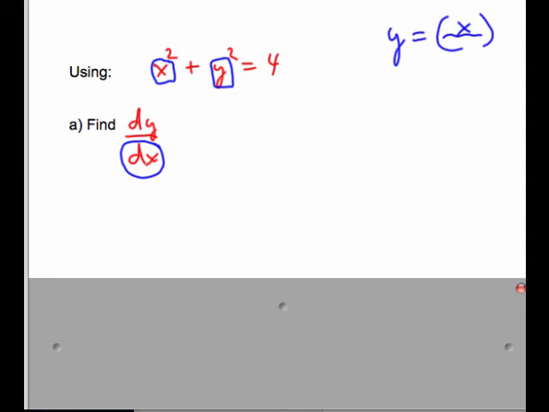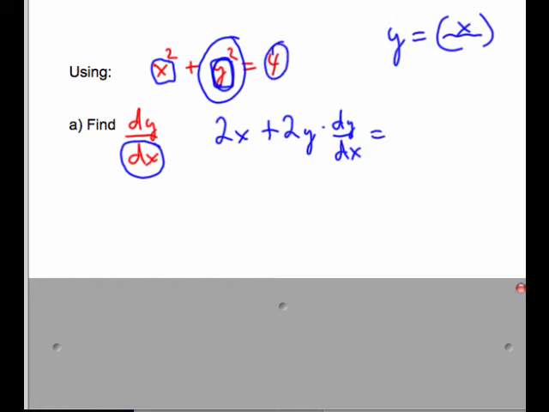Alright, so here we go. The derivative of x squared is 2x. Now I come to y squared. I've got to remember that y is something involving x. So this is like a chain rule. The derivative of the outside function, y squared, is 2y times the derivative of the inside, which is y, is dy/dx, because we don't explicitly know how y is related to x, equals the derivative of 4, which is 0.